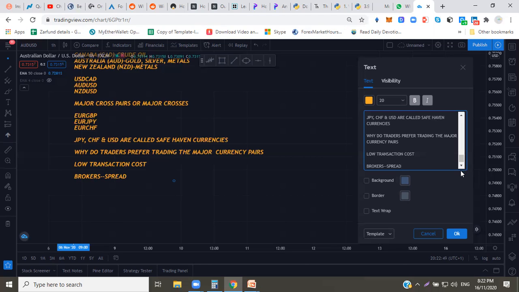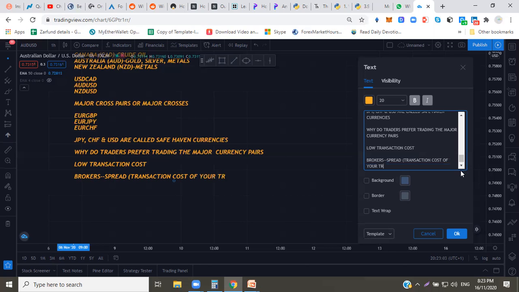Spread. So this is something we're going to discuss further in a different class. Spread is the transaction cost of your trade. This is what a broker charges you every time you trade. Every time you make a buy trade or a sell trade, the broker will charge you what is called a spread. And that spread is basically your transaction cost. It's basically how they make money.